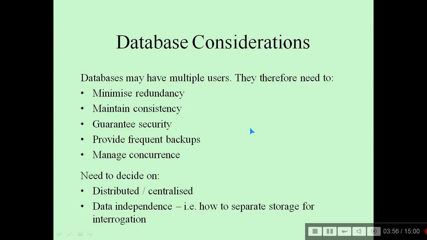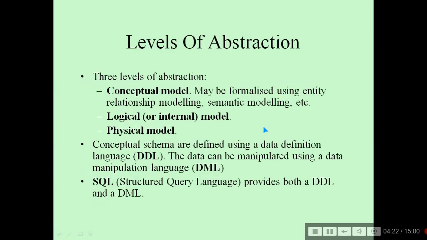What are the considerations in a database? A database may have multiple users at a single time. Therefore, they need to minimize redundancy, maintain consistency, guarantee security, provide frequent backups, manage concurrency, and decide whether it should be distributed or centralized, and how data independence will be ensured. That is, how to separate storage from integration.